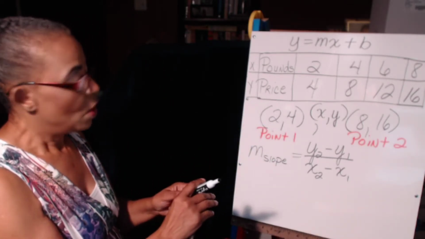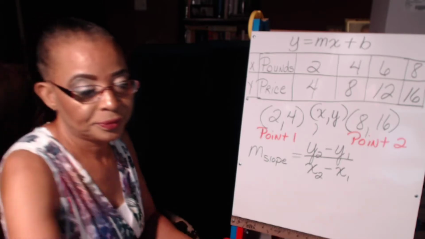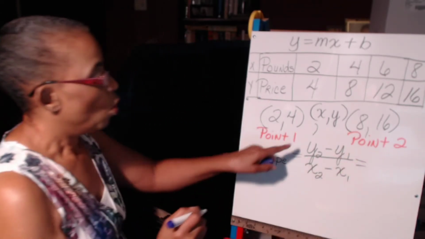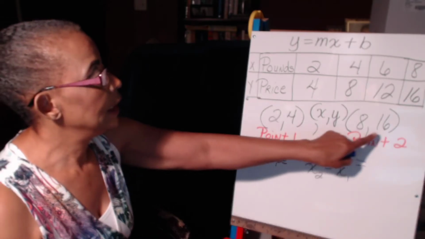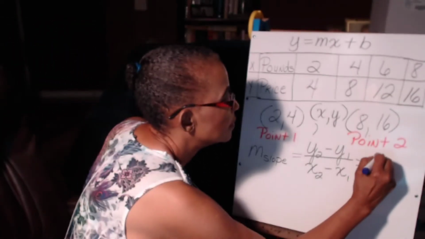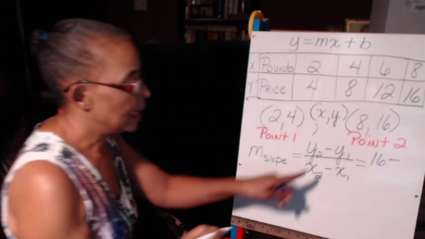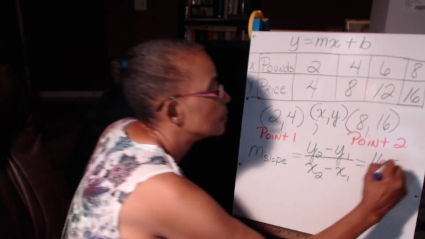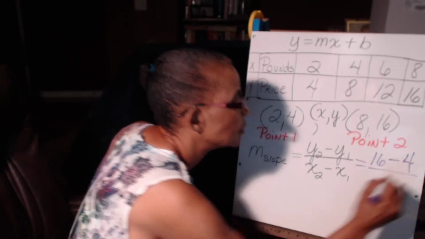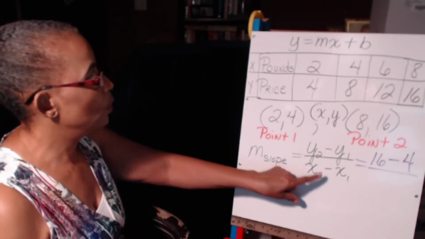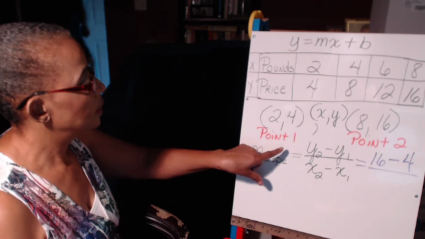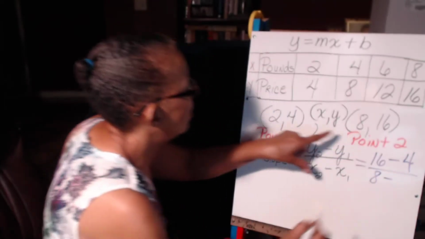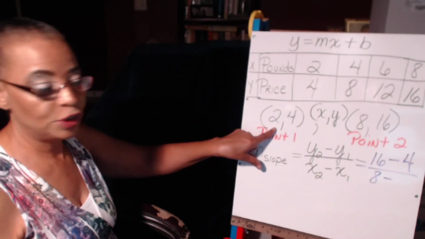So, we have y sub 2 is 16 minus, that's already in the equation, y sub 1 is 4 over x sub 2 rather, which is 8, minus x sub 1, which is 2.